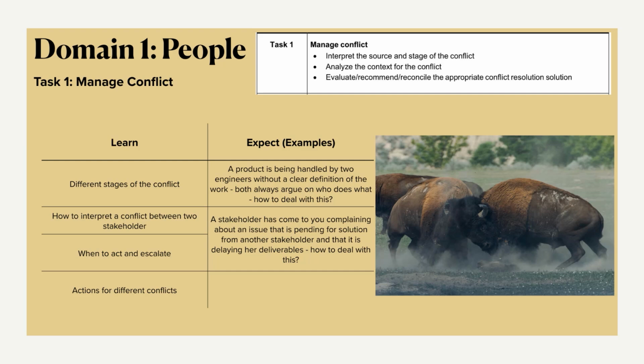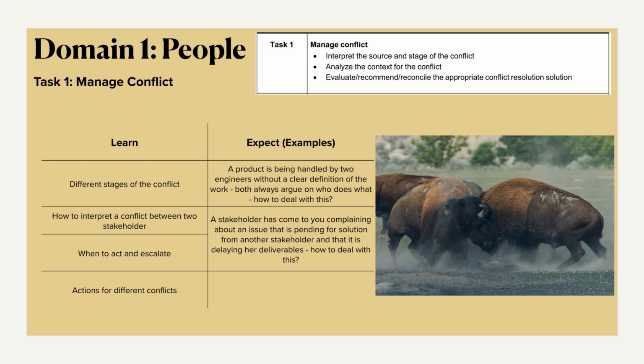And the PMI expects the project manager to solve this task of conflict management using the three enablers mentioned here. What does it say? Interpret the source and stage of the conflict, and then analyze the context for the conflict, and then evaluate, recommend or reconcile the appropriate conflict resolution solution. Interpret the source and the stage of the conflict, right? We need to identify the root of the problem and to what level this has gone. If the stakeholders have already escalated these things to a higher level, it's much worse to handle. So we need to be involved in the disagreement as early as possible.